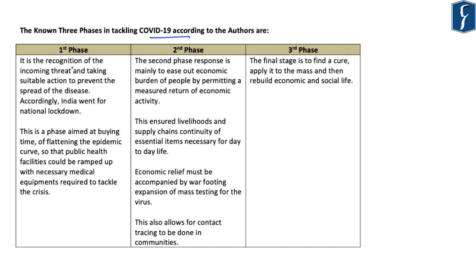So the author highlights that there are 3 known phases with respect to tackling any pandemic including the COVID-19 virus. First phase is the recognition of the incoming threat and taking suitable action in order to prevent the spread of the disease. So in this regard, with respect to COVID-19, India went for a national lockdown, and this has resulted in a positive way as the number of deaths has significantly decreased from what was estimated.